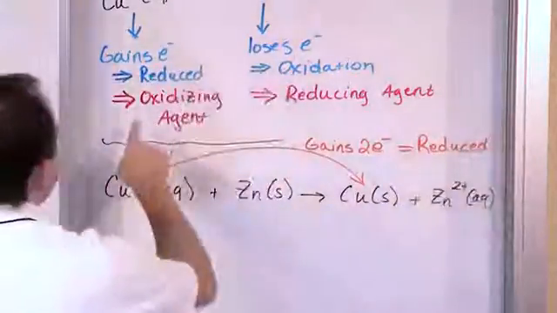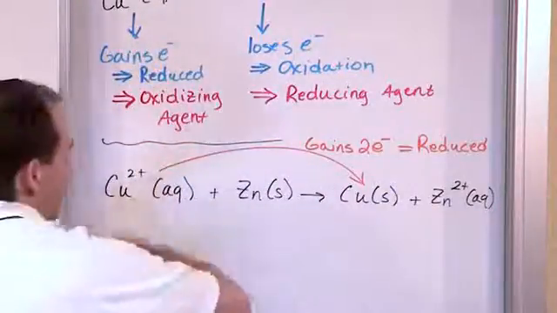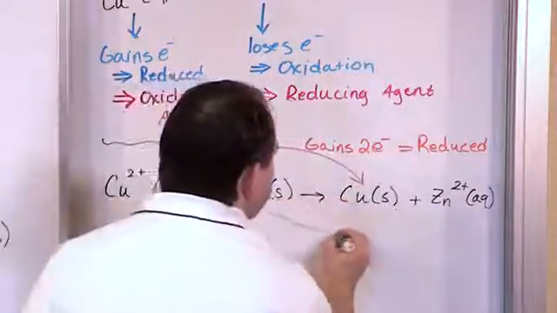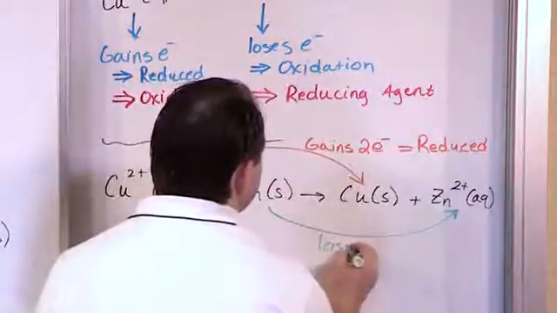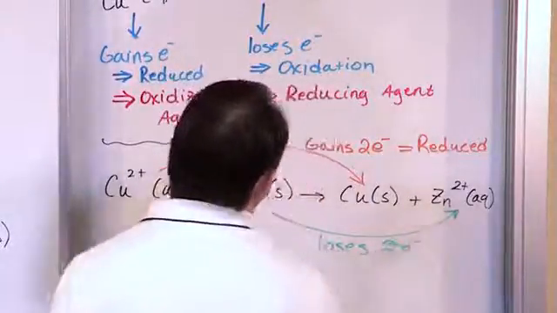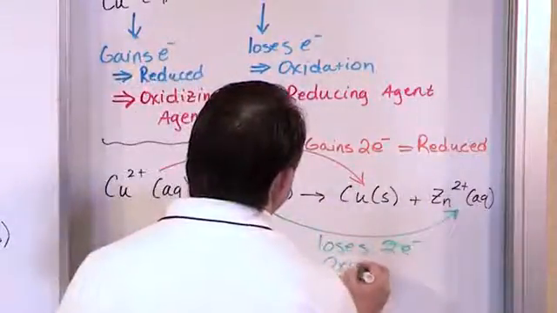And that's what we already said. We already said that the copper's been reduced. I'm just writing it again in terms of the chemical reaction so you can see it. And the zinc, from here to here, we say that it loses 2 electrons. And because it loses 2 electrons, we call it oxidation.